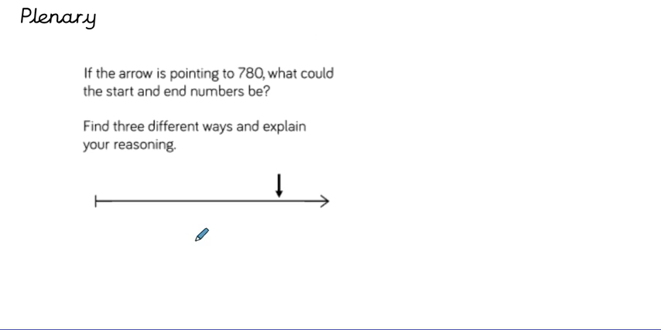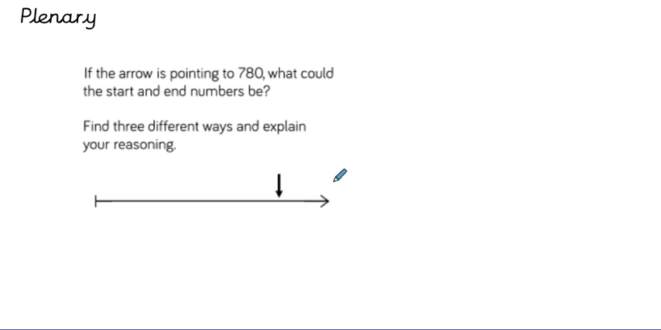And for our last question to look at today, if the arrow on this number line is pointing to 780, what could the start and end numbers be? Think about that and see what you think.